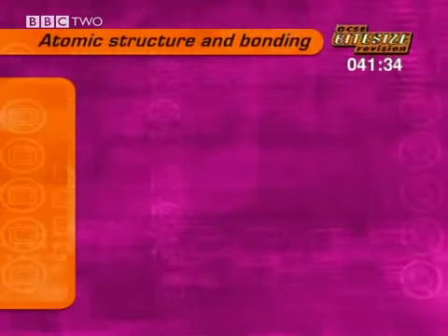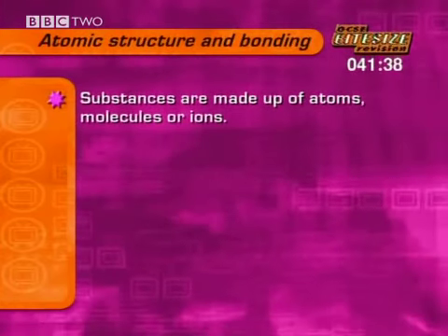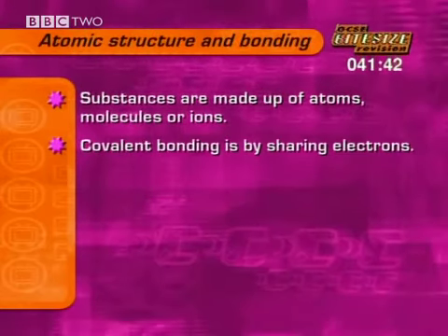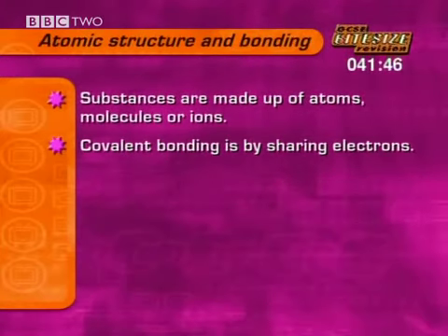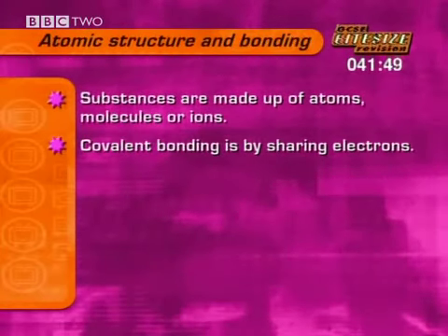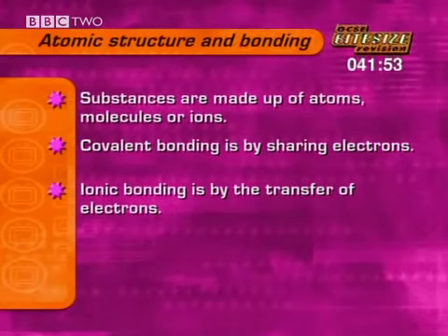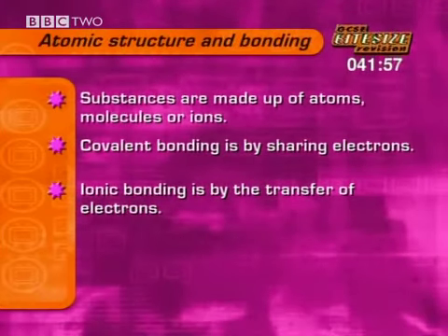In the Foundation Chemistry programme, we saw how substances are made up of particles, which are either atoms, molecules or ions. We also looked at covalent bonding, when atoms bond by sharing some of the same electrons in their outer shells. And ionic bonding, when atoms bond by transferring electrons from the outer shell of one atom to that of another.